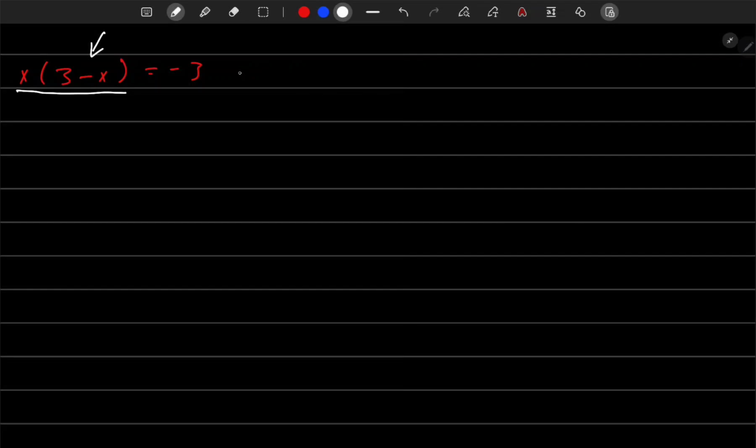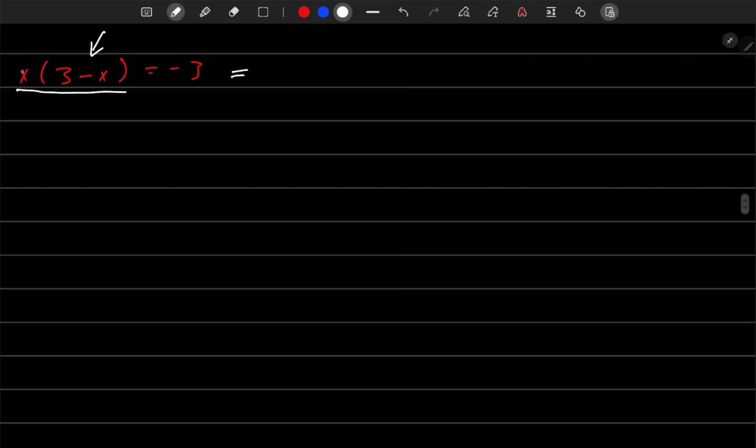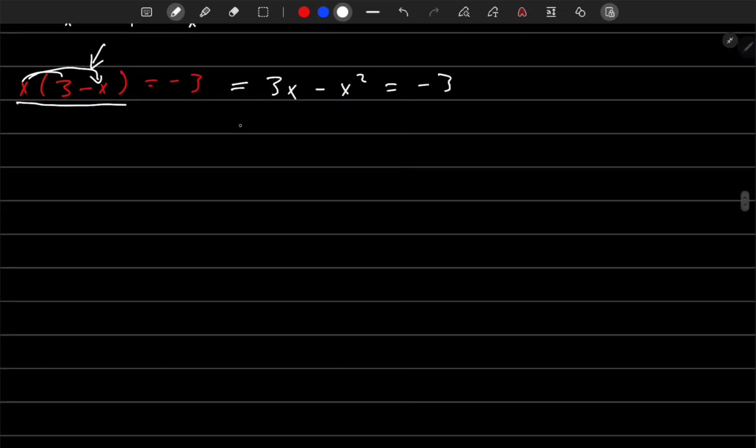So what this is equal to is x times 3, that gives us 3x. x times x will give us minus, because you see there's this minus in between. So that will be minus x to the power of 2. And then it is equal to minus 3. So now we're working from this side only. This is now equal to, we need to take this 3, we bring it to the left.